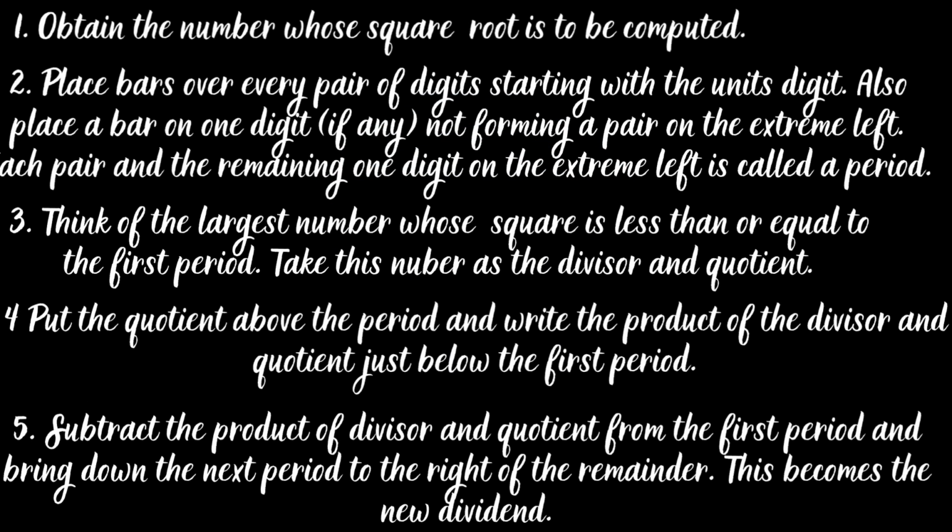Today we are going to study how to find the square root by using the long division method. So first, we will obtain the number whose square root is to be computed. Now the next step is to place bars over every pair of digits starting with the units digit. Also, you have to place a bar on one digit not forming a pair on the extreme left. So each pair and the remaining one digit on the extreme left is called a period.